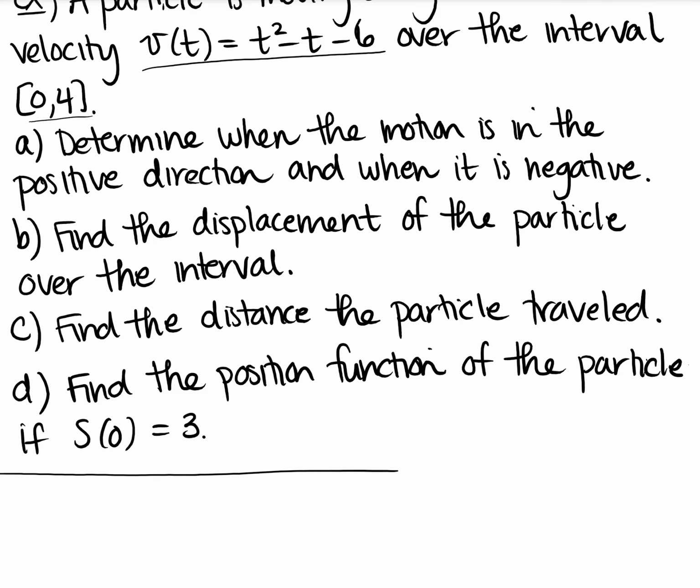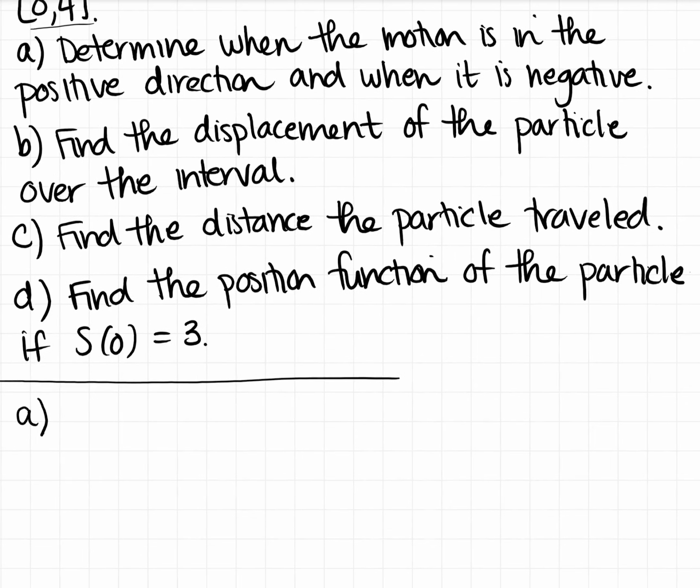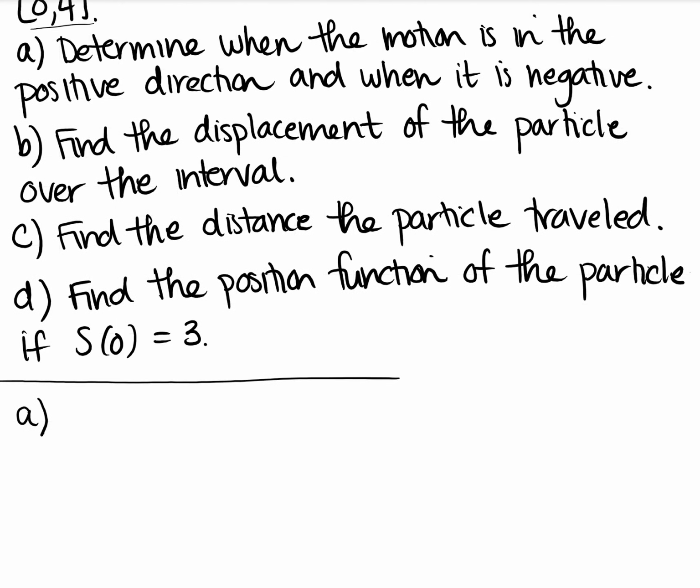One way of doing that is by determining where my velocity is actually 0 and then figuring out if it's positive or negative beyond where that's 0. So the first thing you're going to do is take your velocity function and set it equal to 0, because I know that the only way for my velocity to change from being positive to negative or negative to positive is to go through 0. Think of that on the number line. If you want to go from positive to negative or negative to positive, you have to go through 0.